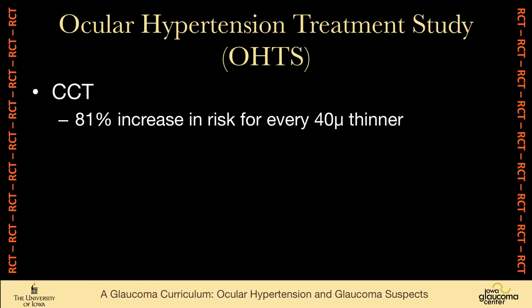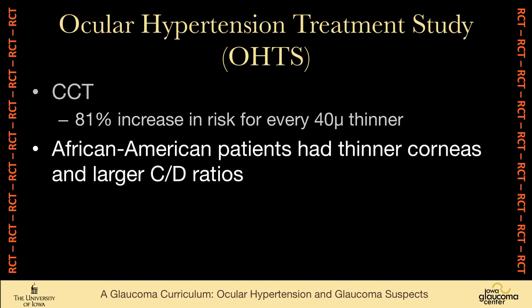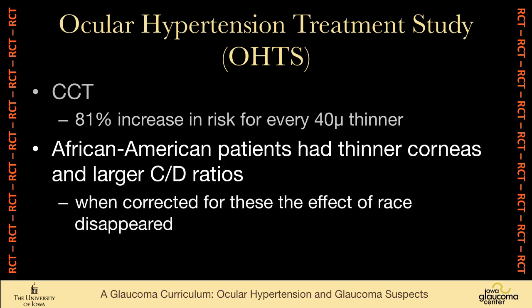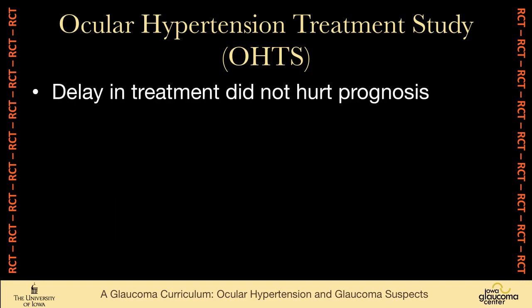There's an 81% increase in risk for every 40 microns thinner that the cornea is, and so central corneal thickness is a very important risk factor. African American patients on average had thinner corneas and larger cup-to-disc ratios. And when we correct for those, for corneal thickness and cup-to-disc ratio, race itself disappeared as a risk factor. So race was a risk factor in that people of African heritage were more likely to have thin corneas and more likely to have baseline larger cup-to-disc ratios.